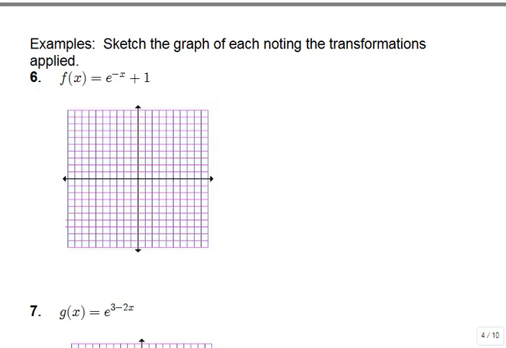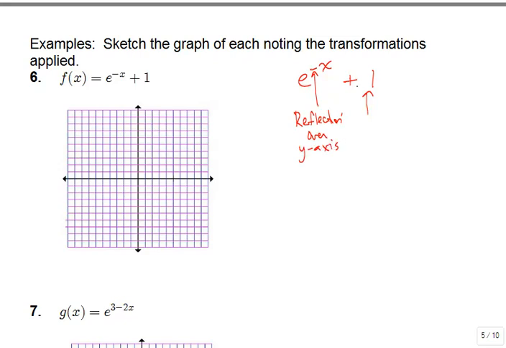Okay? So let's take a look at e to the negative x plus 1. And we're going to graph this, and we're also going to make note of any transformations that are happening. So if I have e to the negative x plus 1, I see a negative up here, and I see a plus 1 over here. This negative is up next to that x. So anytime you're next to the x, that's a horizontal transformation, and because it's a negative, that's a reflection in the horizontal direction, which means it's a reflection over the y-axis.